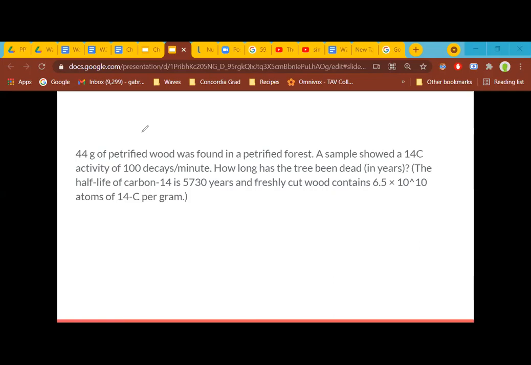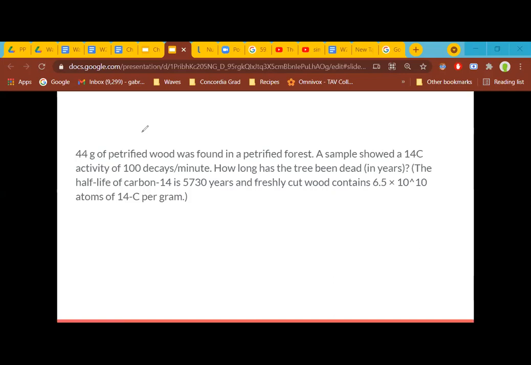So carbon dating is when you look at the remaining carbon in a skeleton or some decomposed body or an old plant or a petrified tree. And based on how much carbon a living version of that would have, you can figure out how long ago it was alive. In other words, you can figure out how long something has been dead based on how much carbon it has left.